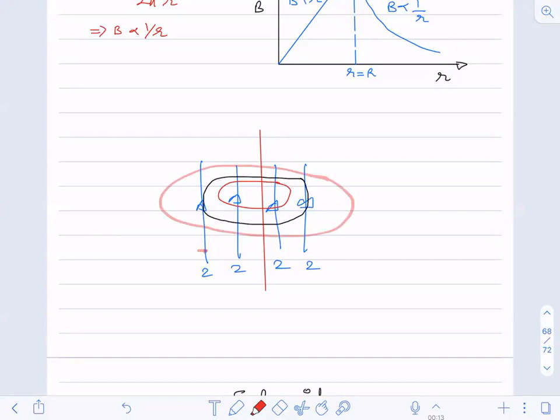What is the current passing through this loop? Is it 8? Is it 8 now? Yes.